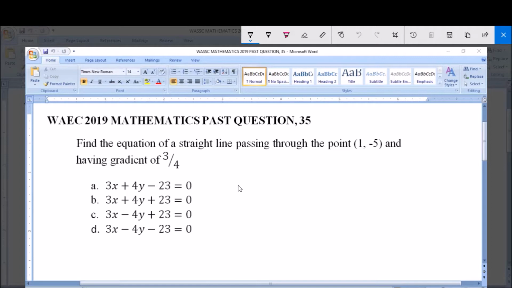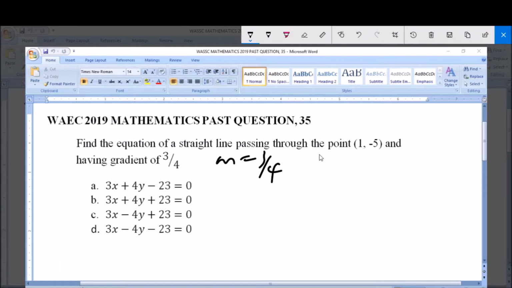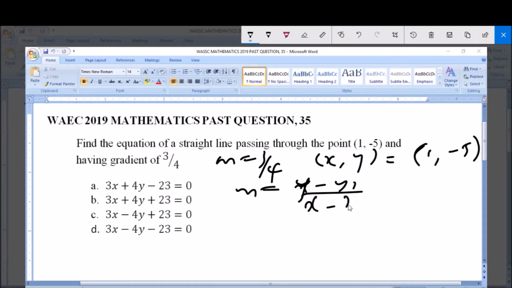Now this particular question is asking us to find the equation of a line when the gradient m is given as 3/4, and the point x, y is given as (1, -5). To solve this question, the formula is m, which is the gradient, equals (y minus y1) over (x minus x1), and this is the formula for finding the equation of a line.